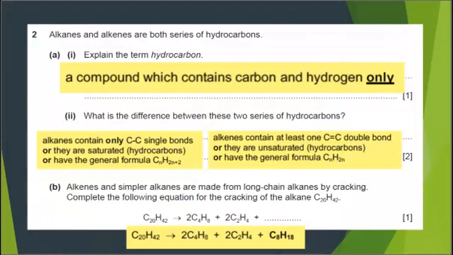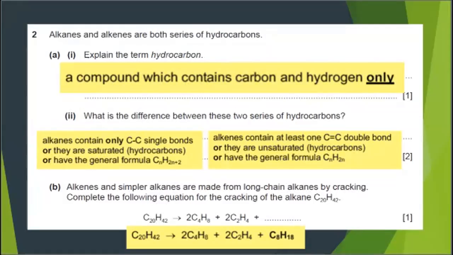Next question. Alkanes and alkenes are both series of hydrocarbons. They say explain the term hydrocarbon. A hydrocarbon is simply a compound which contains carbon and hydrogen alone, right? They contain carbon and hydrogen alone and nothing else. That's all there is to it.